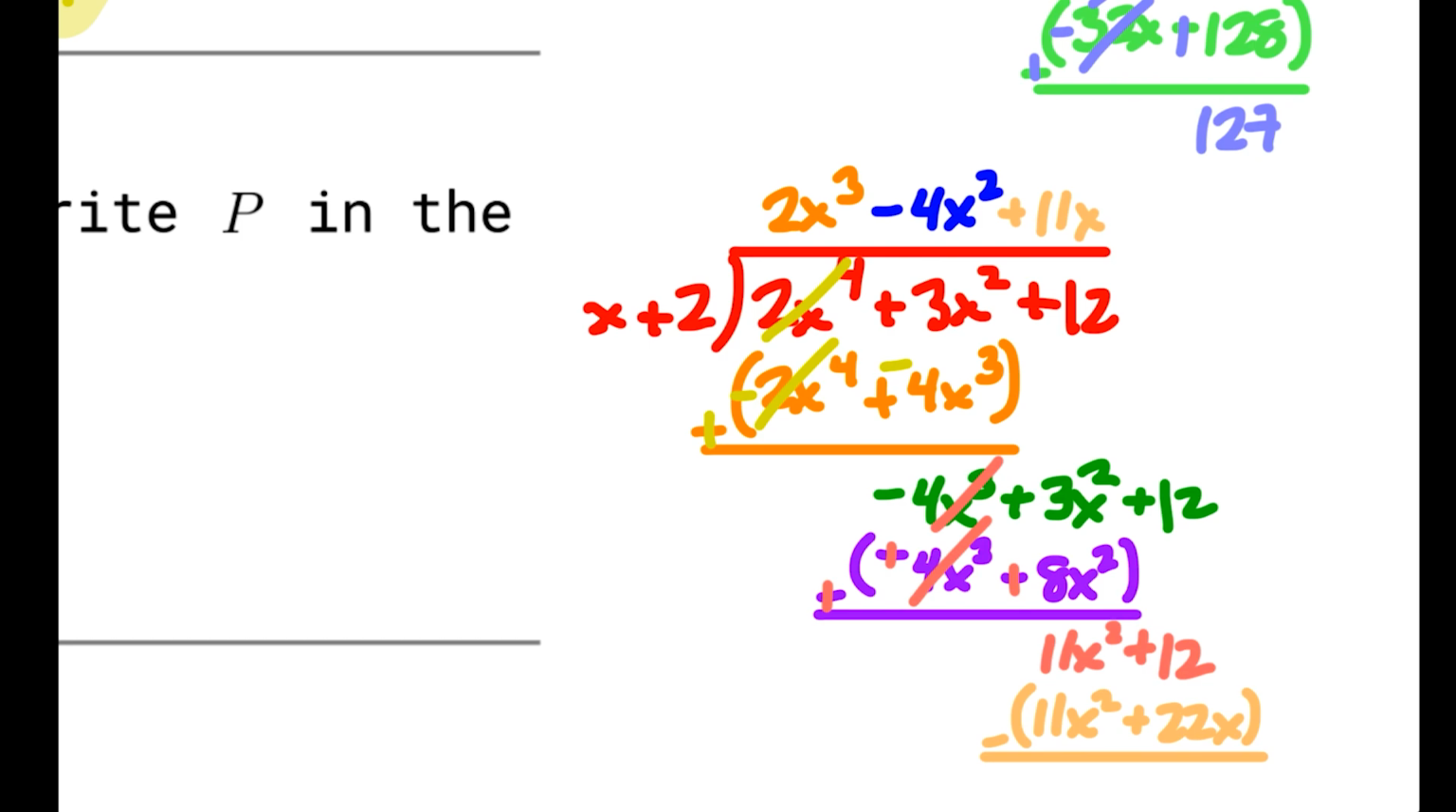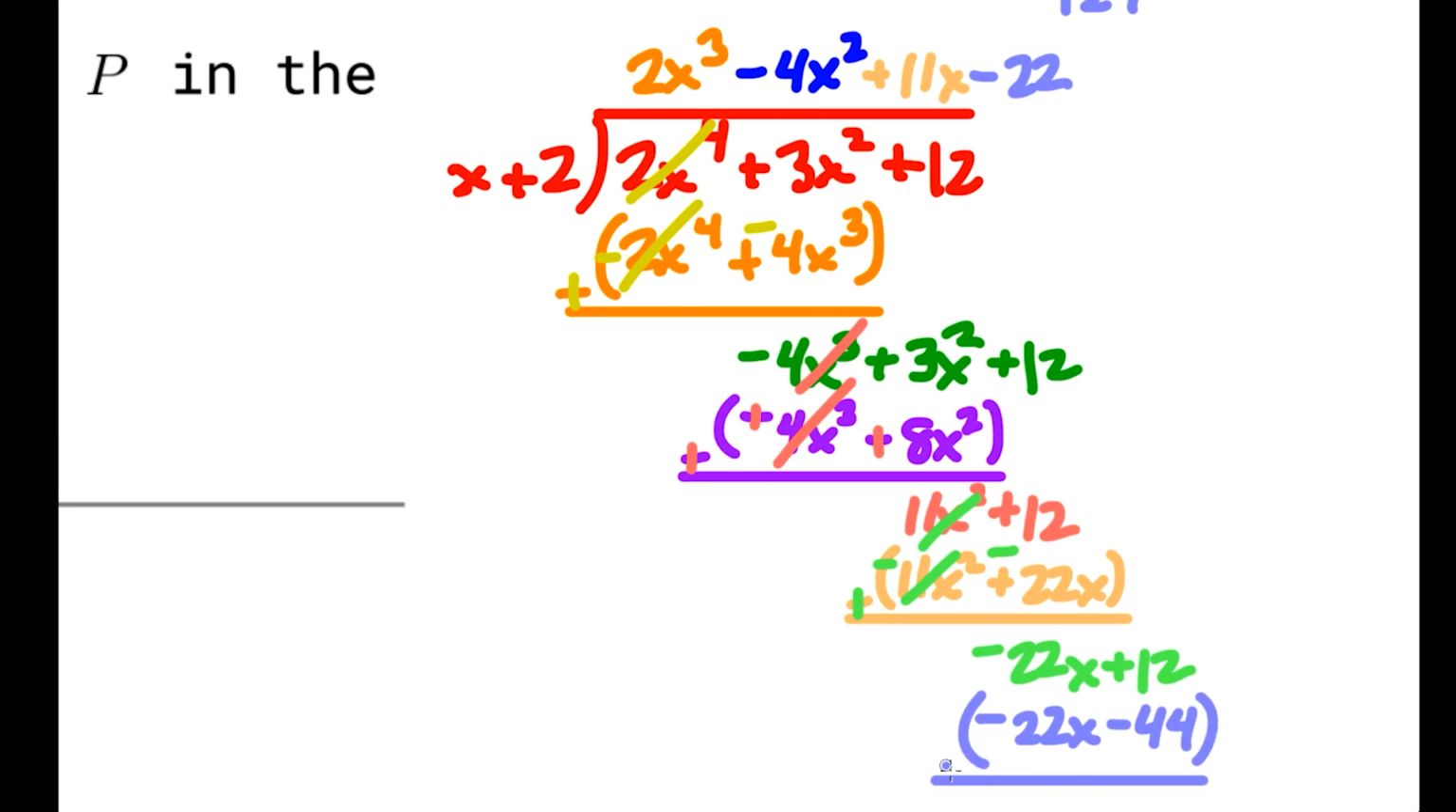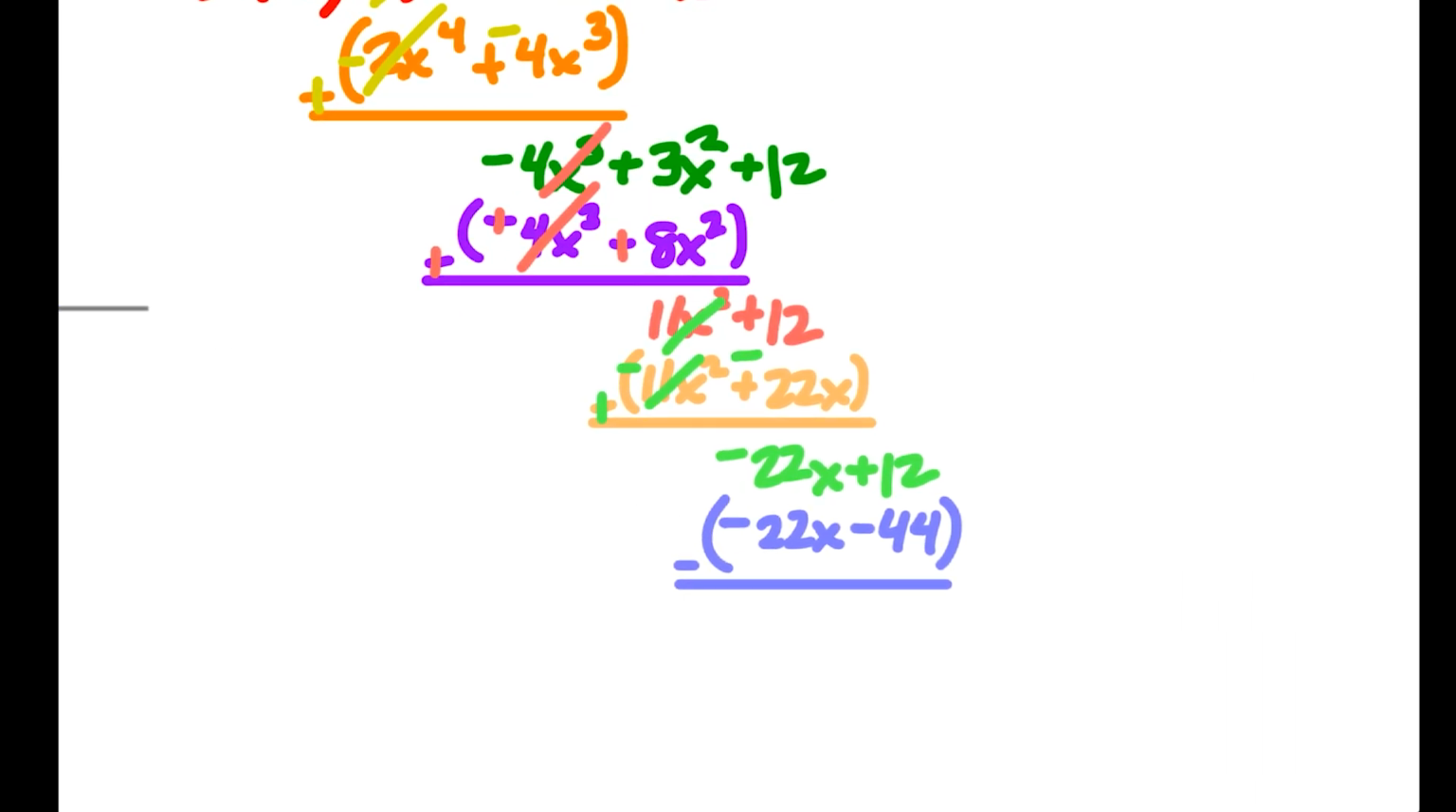Okay, just keep repeating the process until we get to the end here. So negative, negative, this is positive, cancel, cancel. And then you're left with negative 22x plus 12. Okay, we're almost done here. Then we're going to be subtracting off 22 here. So you're going to be left with negative 22x minus 44. So we're definitely going to get a remainder here, it looks like. So plus, plus, plus, cancel, cancel, and you're left with 56 for the remainder.